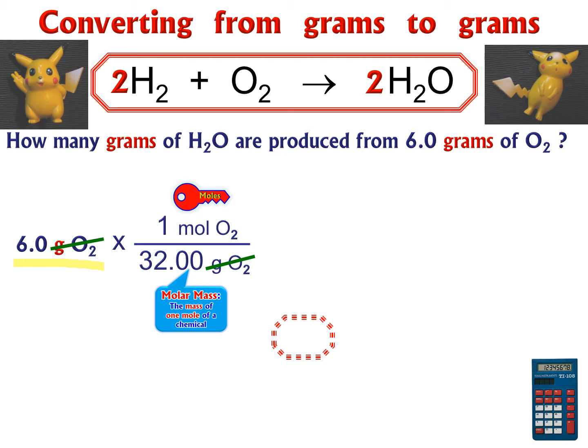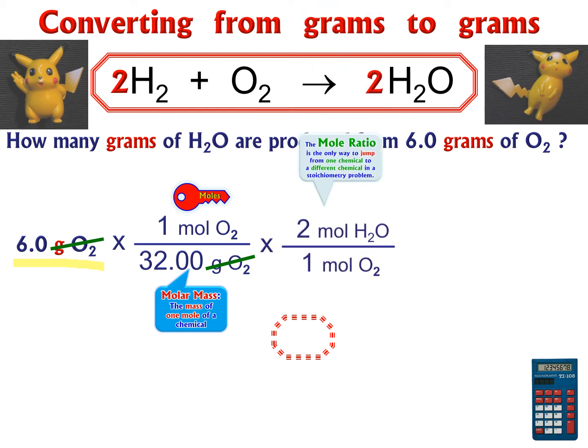What's the chemical we want to jump to? Water. We're jumping to water. So oxygen is going to go on the bottom, water is going to go on the top. What's the coefficient that goes along with the oxygen? It's an invisible 1. Notice there's no coefficient up there. It's an invisible 1. What's the coefficient that goes along with water? It's a 2.